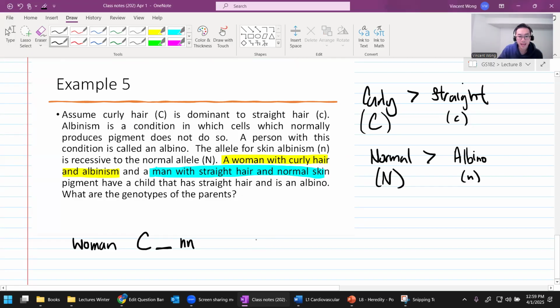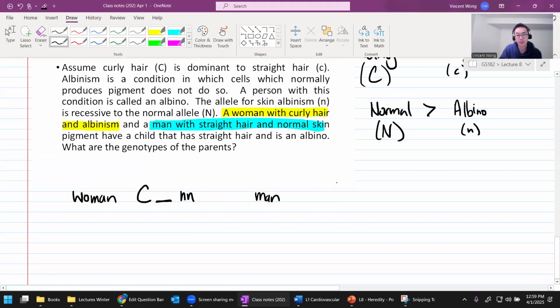What about the man? Okay. Anybody want to tell me the genotype of the man? You can do it. You can still answer questions just like you're in class, because I can see you. No need to be weird. Okay, there we go.